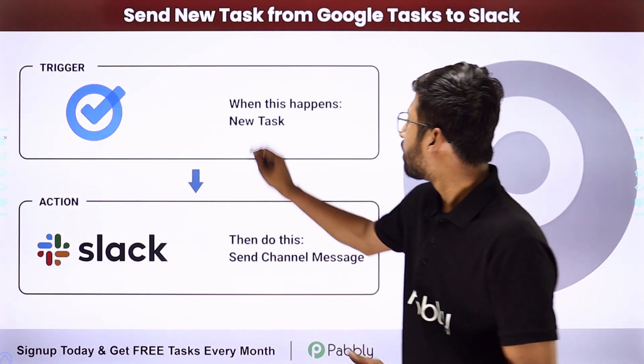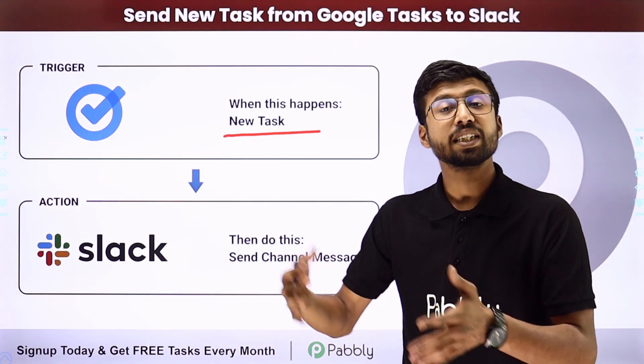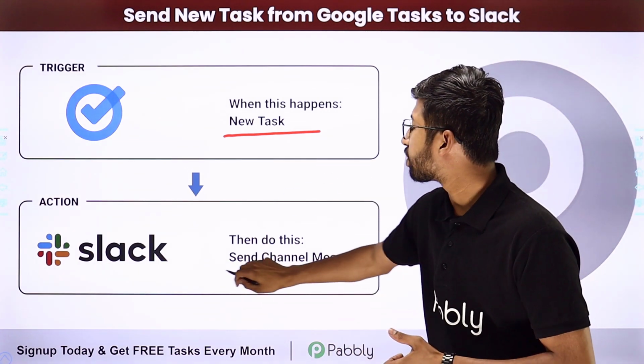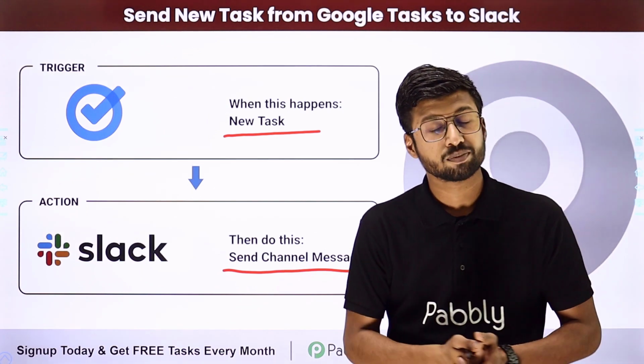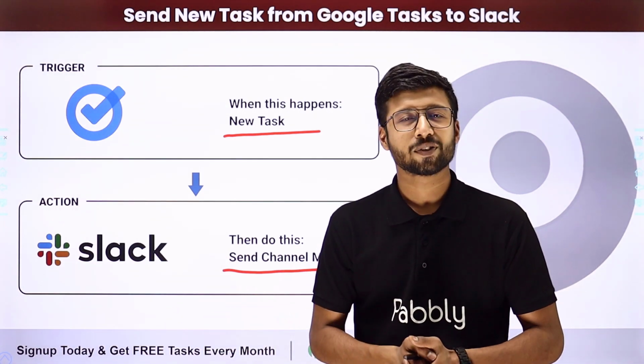In this automation, whenever a new task is created in Google Tasks, the details of that task will automatically be shared as a channel message on our Slack channel. Now how can you set up this automation? To know this, you have to come with me to my screen.